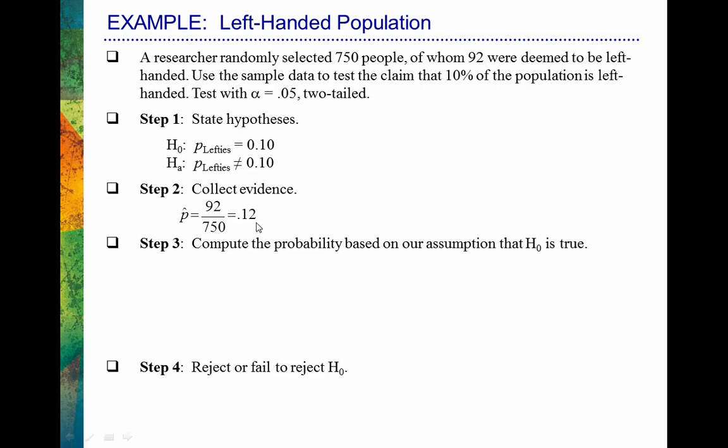All right, so now we know where we are with the evidence. Let's figure out what kind of evidence we need to reject the null hypothesis. Because we have to determine, is this the type of difference between 10% and 12% that we would just expect by chance?